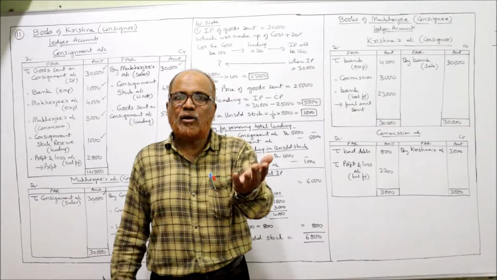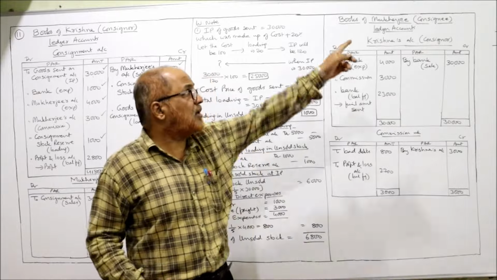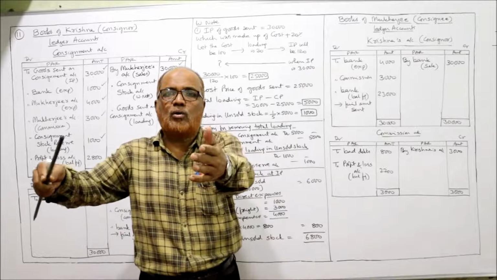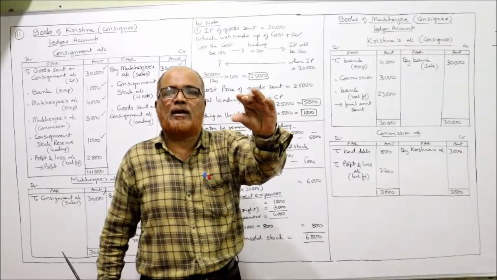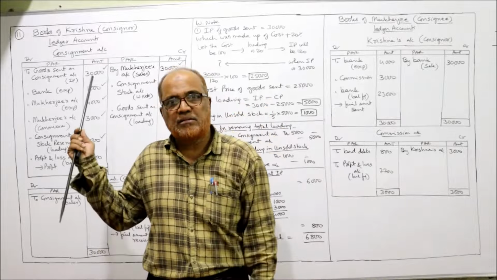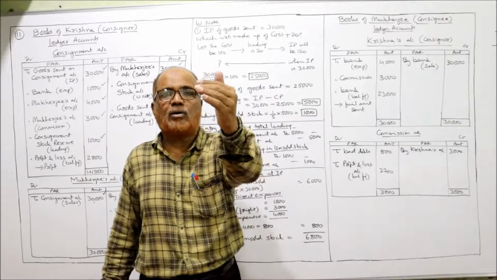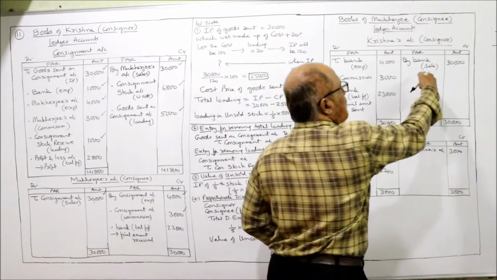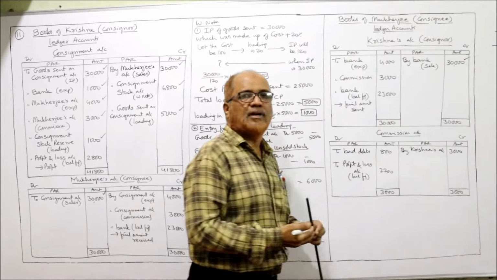He will debit bank account because he is receiving. Who is receiving? Mukherjee, the consignee. Mukherjee sold the goods and he got the money. He debited bank account. But whose money is this? Krishna's. So bank account debit to Krishna. So Krishna's account is credited by bank sale 30,000.